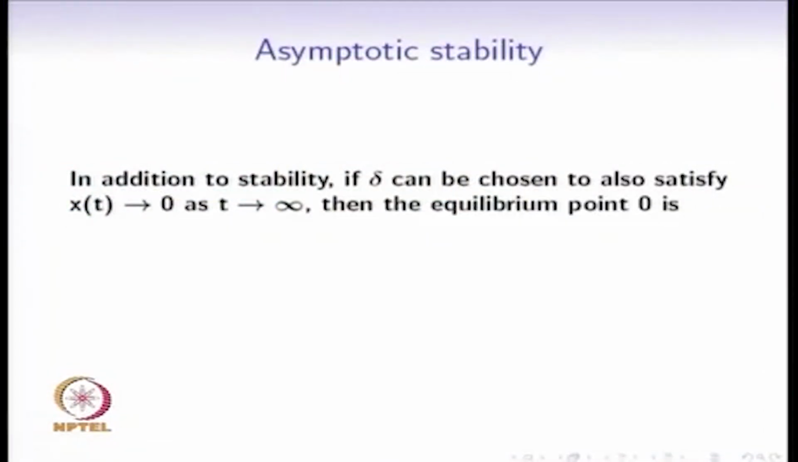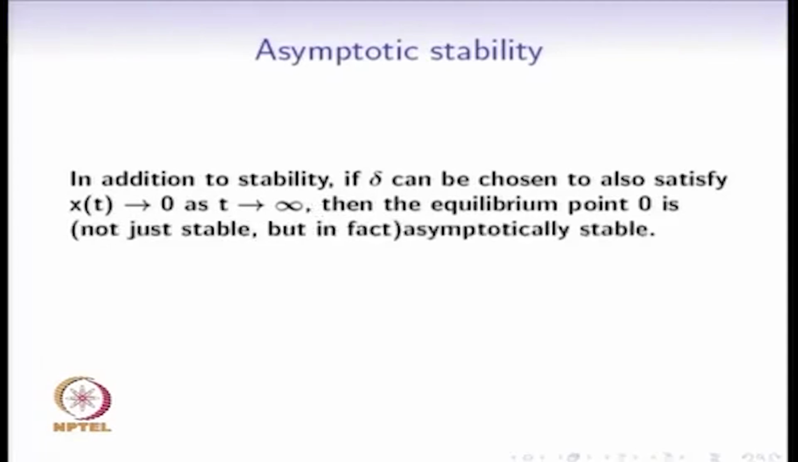After having seen stability, what do we mean by asymptotic stability? In the definition of stability, once we are given an epsilon, we were required to find a delta that meets a certain condition. In addition to that condition, if delta can also be chosen to satisfy this additional condition, that x of t goes to 0 as t goes to infinity. What was 0? The equilibrium point. X of t converges to the equilibrium point as t goes to infinity, then the equilibrium point 0 is said to be not just stable, but in fact asymptotically stable.